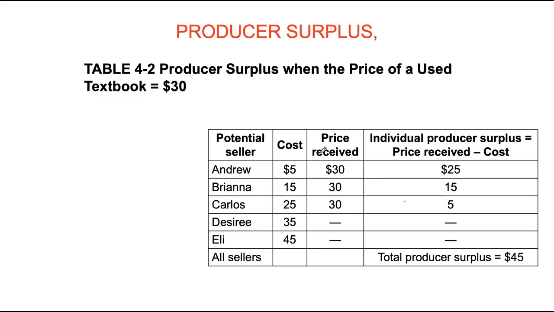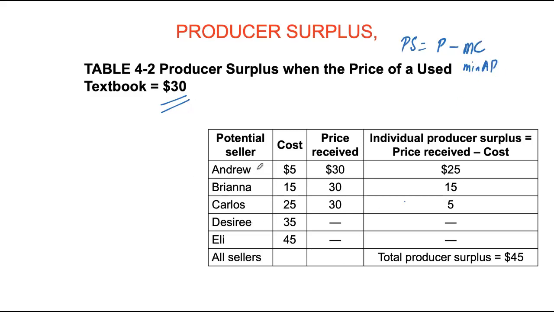And first we have to figure out how many of these sellers are willing to sell the good at this market price of 30. Once you have figured that out, you will only calculate the producer surplus for those sellers. Anybody who's not selling the good at that price, their producer surplus is simply not calculated because they're not part of the market outcome. So remember, your producer surplus is your price received minus your marginal cost, or simply your cost. We can also write this as price minus minimum acceptable price.